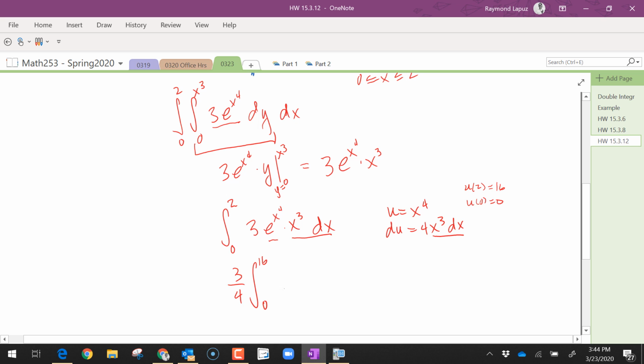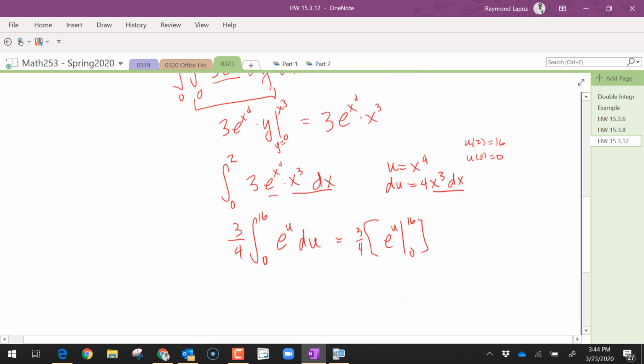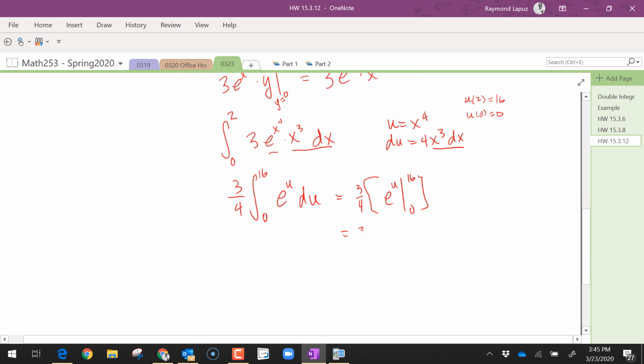We took the constants out already. We have e to the u, and then du. So we have 3/4 integral. Oops, let's not do the integral anymore, because the integral is e to the u from 0 to 16. So this is 3/4 times e to the 16 minus e to the 0, which is equal to 1. So I think that would be good. Alright, so that's all there is to it.